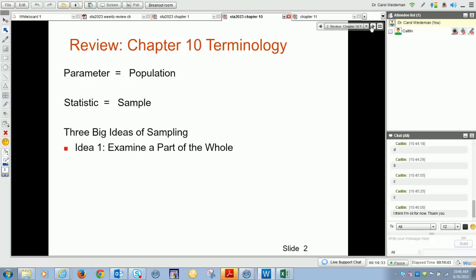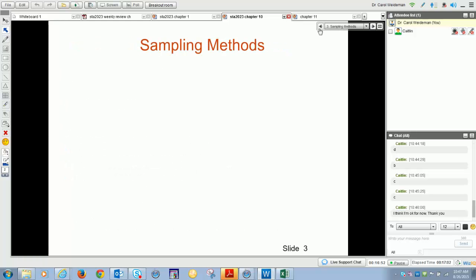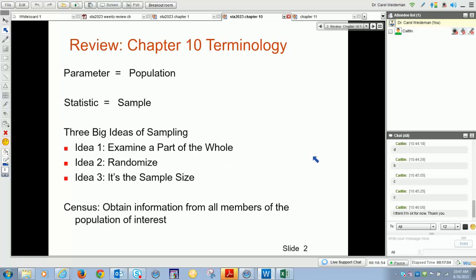This chapter gives you 3 ideas about sampling. The first one is that we take a part of the whole, which is a sample. We randomize, somehow we randomly select the items in our sample, and then we talk about the sample size. And the sample size is most importantly not the fraction of the population, it's more about the actual size of the sample.